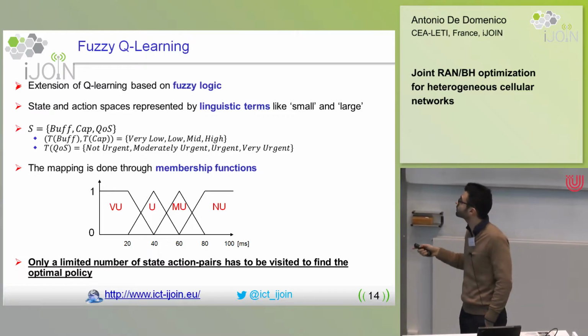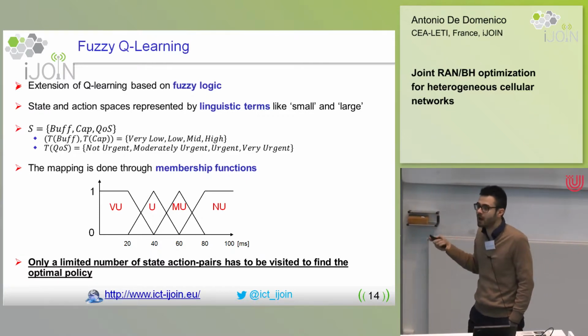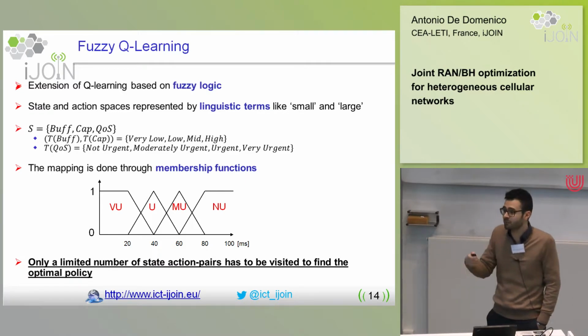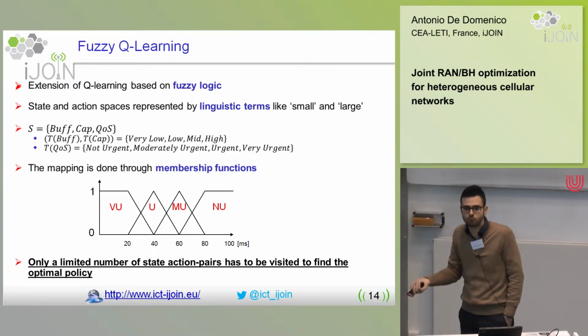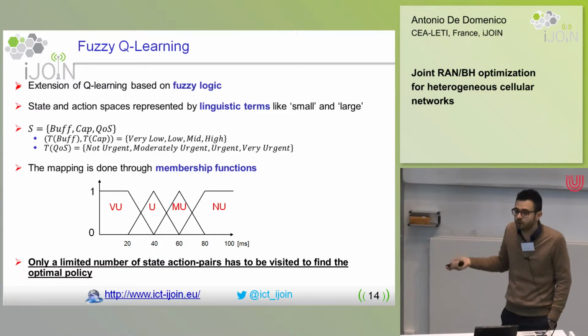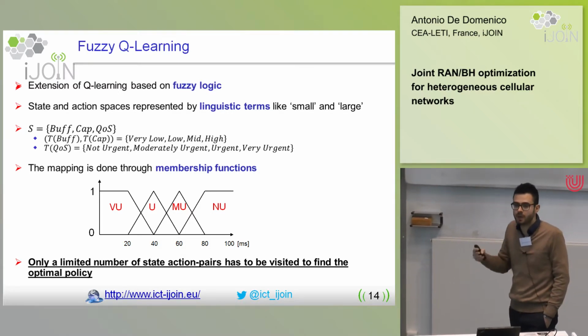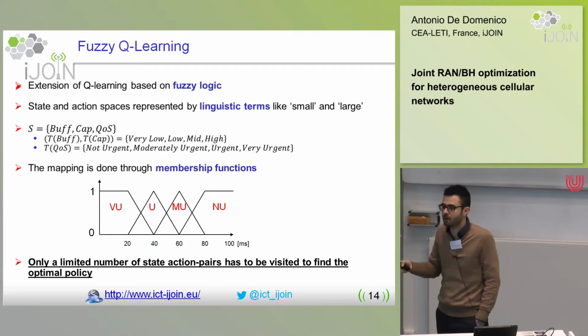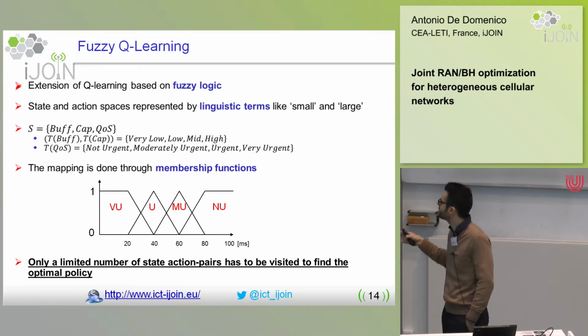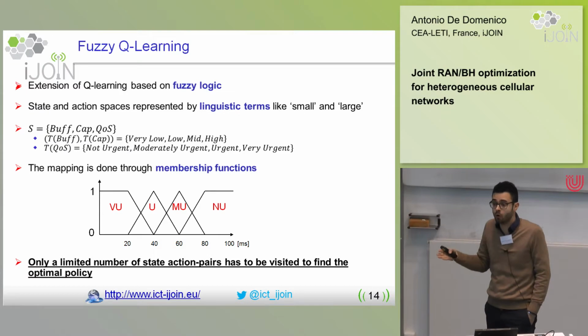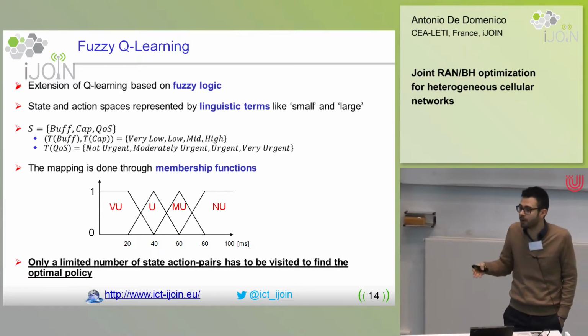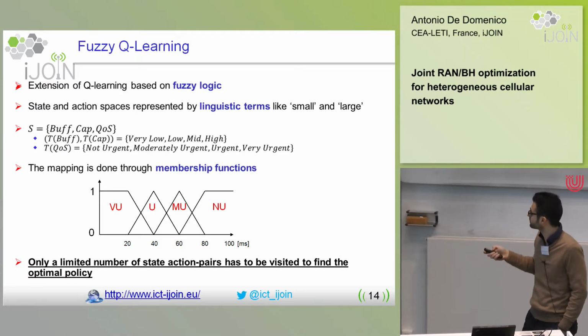And also for the latency of the packets, you can just say the traffic in the buffer is urgent, is not urgent, it's moderately urgent, and so on. And you just use some membership function that matches the latency requirement with these linguistic terms. In this way, the number of state action pairs that you have to visit becomes very low, and you can quickly find the optimal strategy.